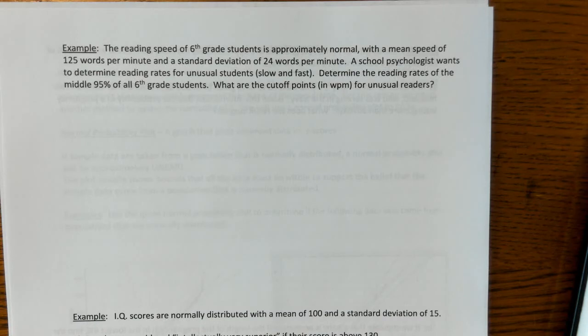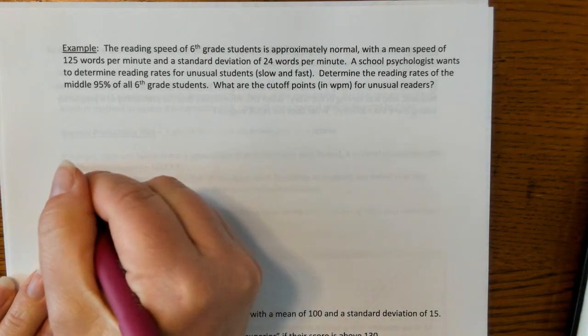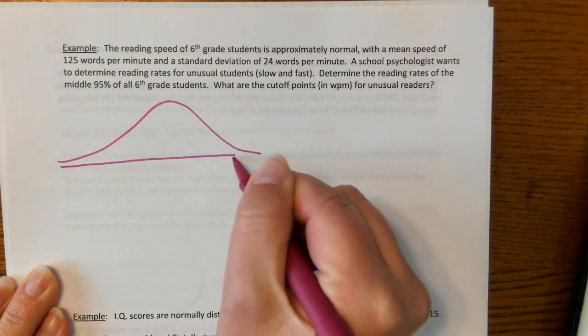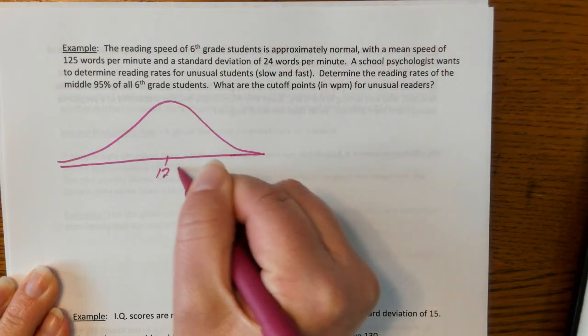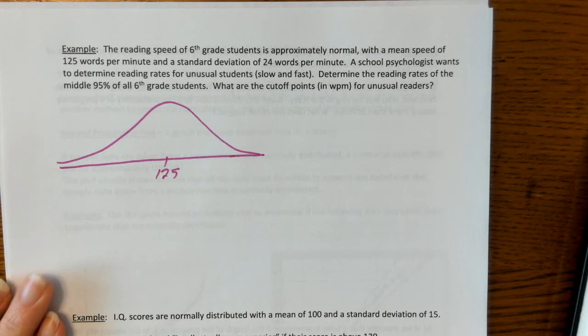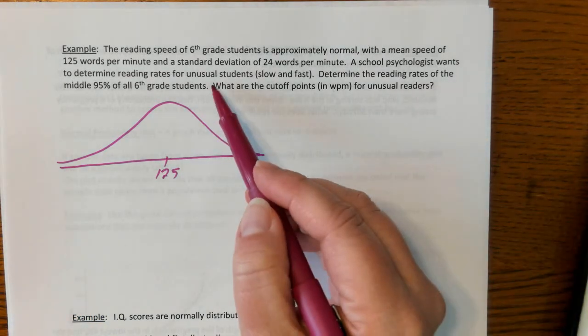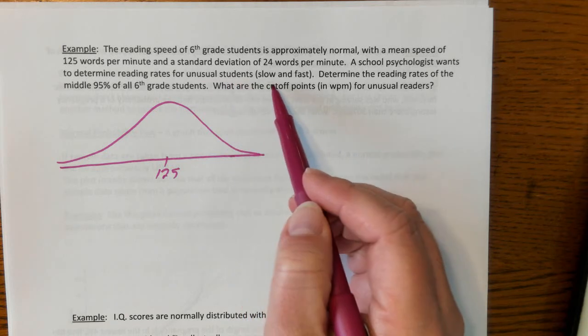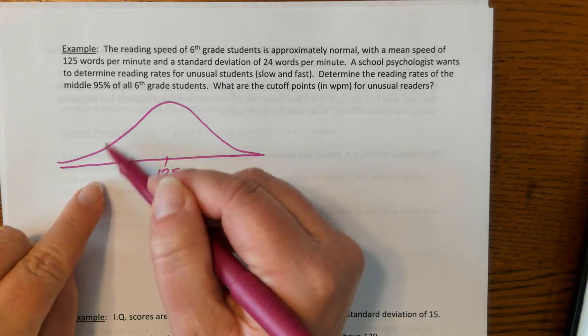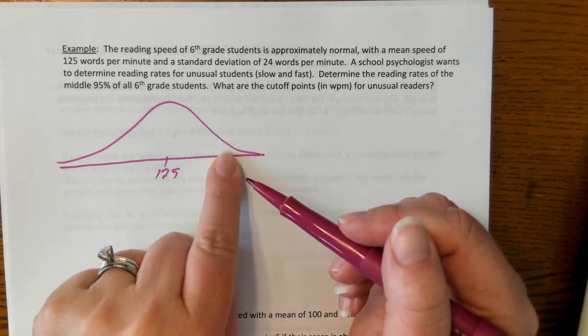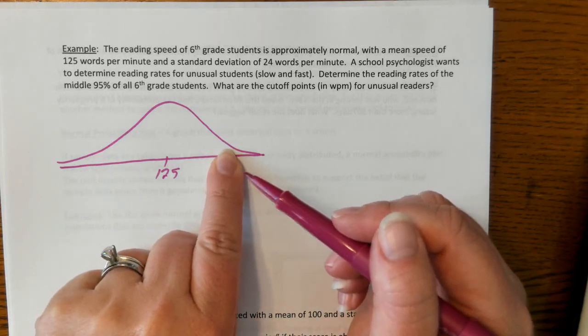Okay, number 9. Reading speed of 6th grade students is approximately normal with a mean speed of 125 words per minute and a standard deviation of 24. Same values we had a while ago. 125 in the middle, we could count by 24s. A school psychologist wants to determine the reading rates for unusual students, both slow and fast. So she wants to know a cutoff down here for students that are unusually slow and a cutoff up here for students that are unusually fast.